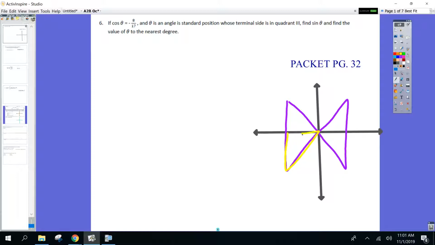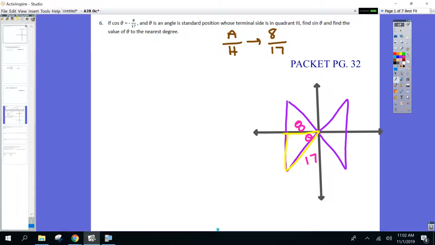They give me the value of cosine, so you guys have to be pretty good on SOHCAHTOA. What's cosine equal to as far as SOHCAHTOA goes? Adjacent over hypotenuse, because that tells me the adjacent side has to be 8 and the hypotenuse has to be 17. I always go from my reference angle. That's the angle I always go from. So the adjacent side to this is 8 and the hypotenuse is 17.